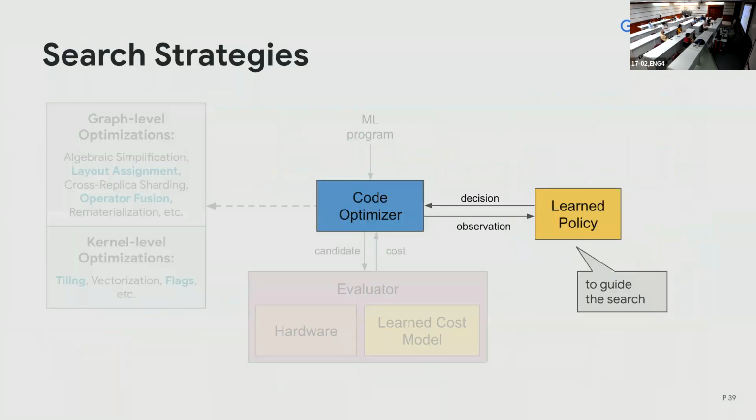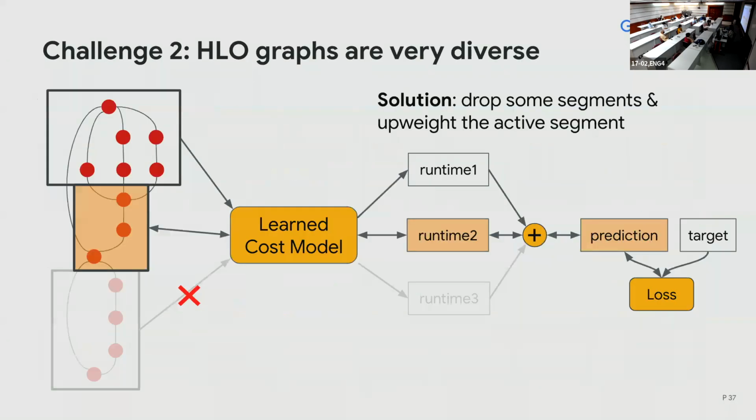All right. So, yep, question? It's actually random. So basically, at every training iteration, you randomly pick a segment to drop, or a segment to do the backward propagation.